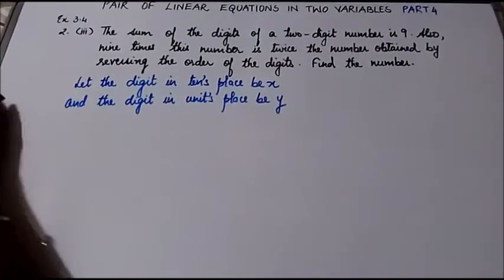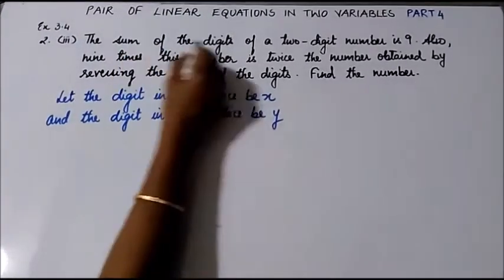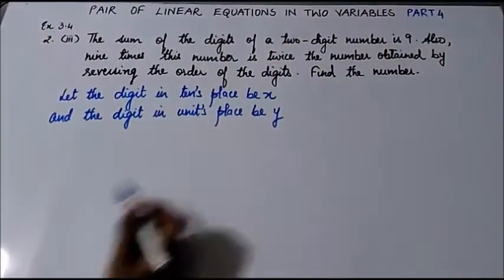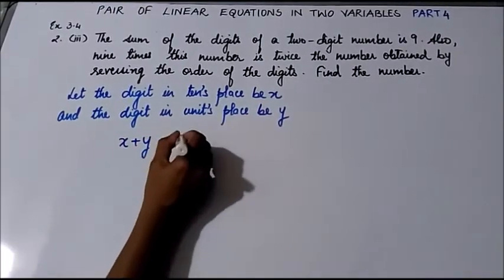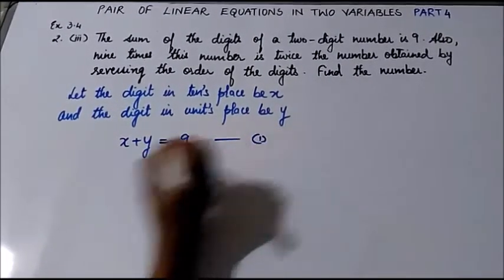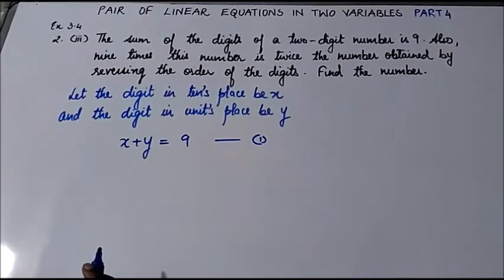What is given? The sum of the digits is 9. Now what is the sum of the digits here? It is x plus y is equal to 9. That's our first equation.